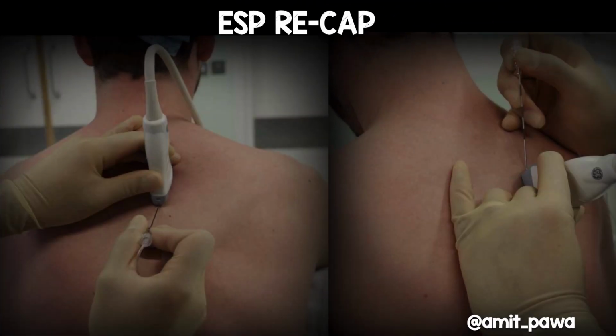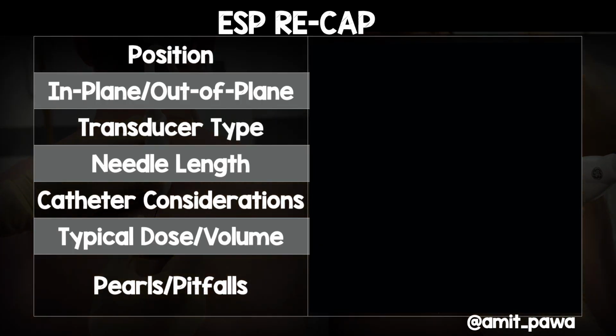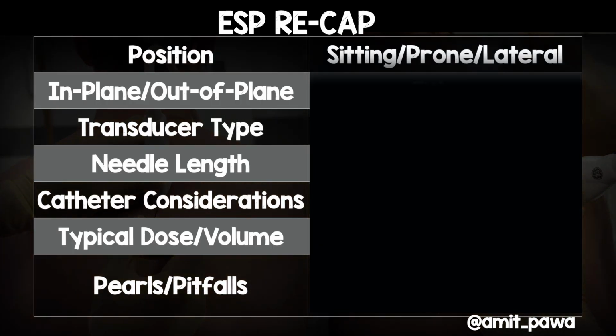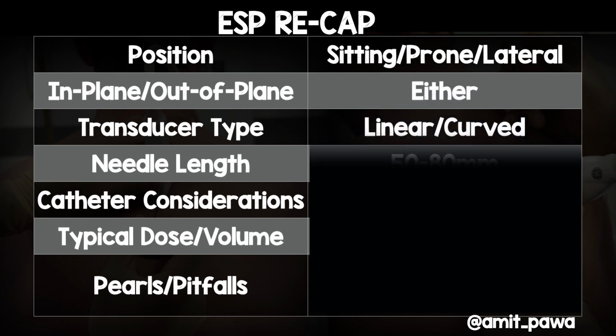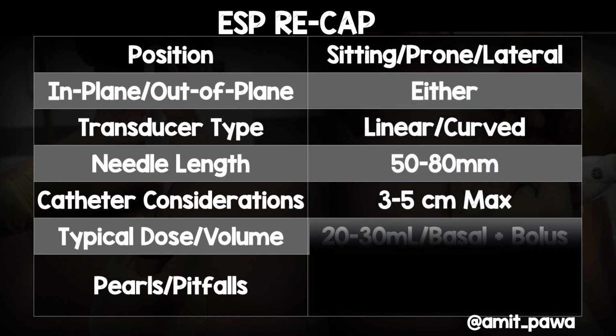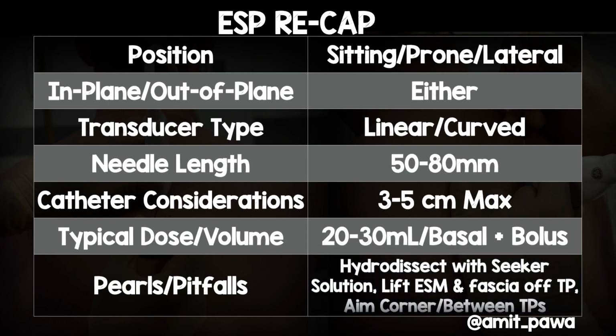So let's finish up by doing a little recap on what we've just talked about here. In terms of position, we'd start off with the patient either sitting, prone or lateral. I usually use in-plane kneeling, but you could use out-of-plane. You can start with a linear probe, but don't be scared of a curved probe if required. The needle length is somewhere between 50 to 80 millimeters, but use what you have. If you're going to thread a catheter, certainly no more than about 3 to 5 centimeters into that space, and usually you might want to have 20 to 30 mils as an initial dose to open up that space. Then if you're going to use a catheter, use a basal rate if you want, but it definitely needs a bolus component.